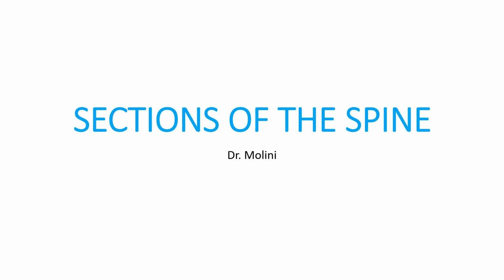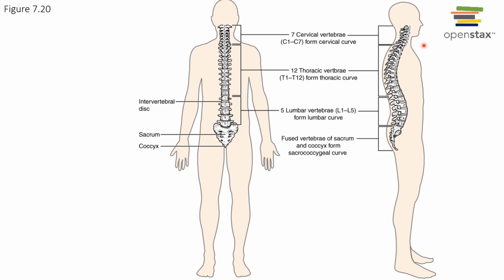Let's go over the sections of the spine and how to identify the vertebrae from the different regions. Let's start off at the top with your cervical spine. Up here you have 7 cervical vertebrae, and you have this curve here. The curve in your cervical spine is called your lordotic curve. Coming down here, your thoracic spine. This curve in the spine here is known as a kyphotic curve.